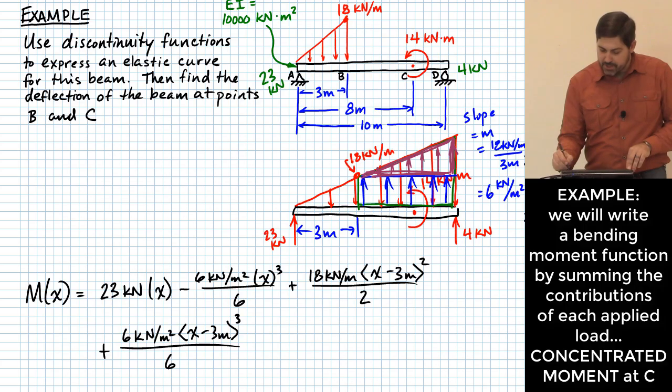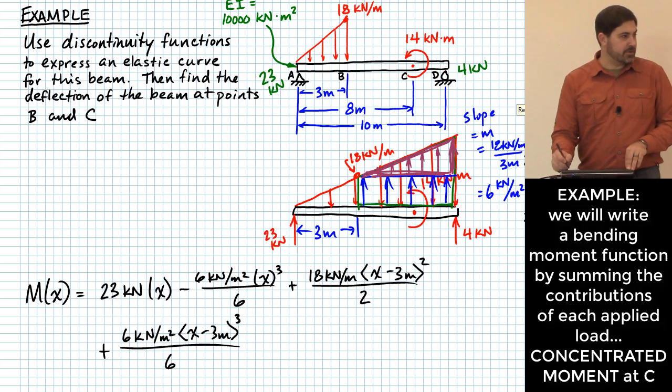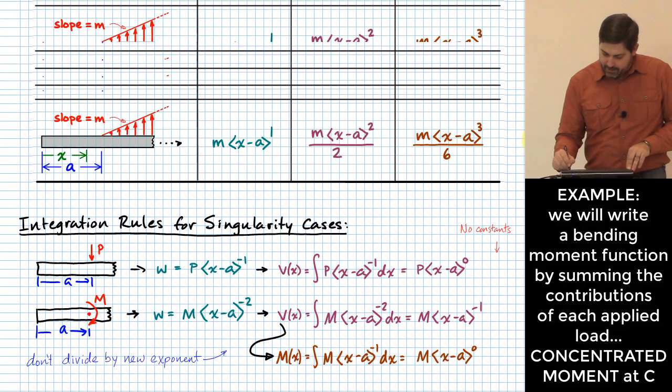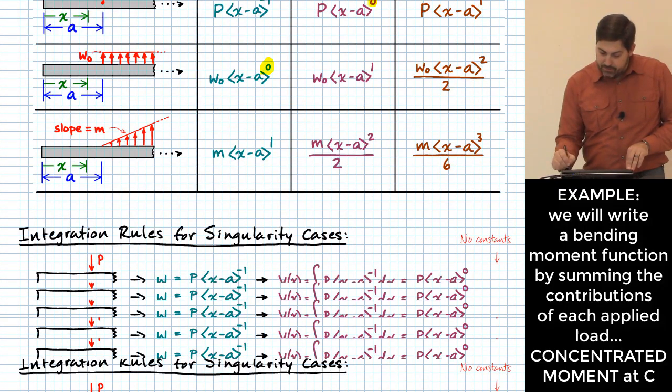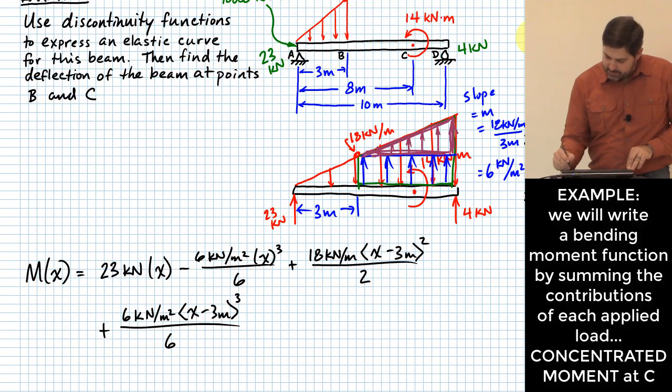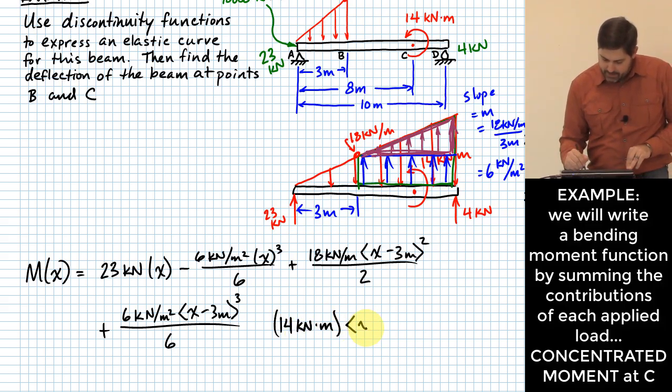All right, now what? Someone mentioned the concentrated moment, so let's go ahead and put that one in there. What was the M function for a concentrated moment? M naught times x minus a to the 0, right? So that moment was 14 kilonewton meters. The Macaulay function would be x minus what? That's 8, because it's 8 meters from the left to where that is located. So 8 meters. And then that gets raised to the 0, right?